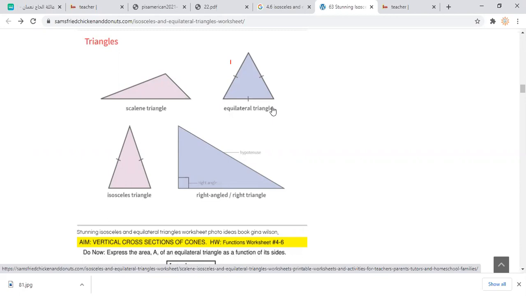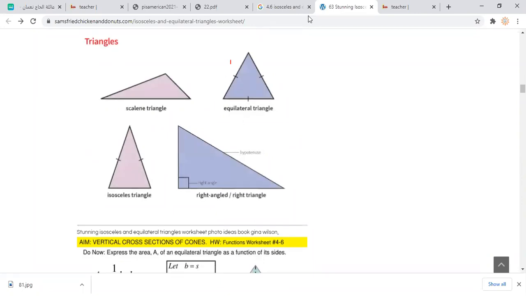Okay, let's continue. What do you know, Ahmed, about an equilateral triangle? That all the sides are equal. Okay, all sides are equal, and also what? All sides are equal. And what else? Answer directly, please.